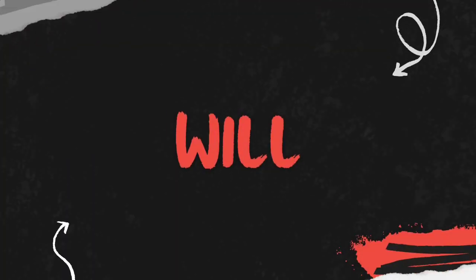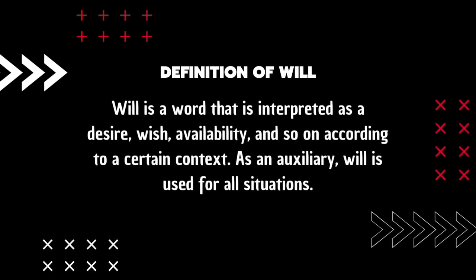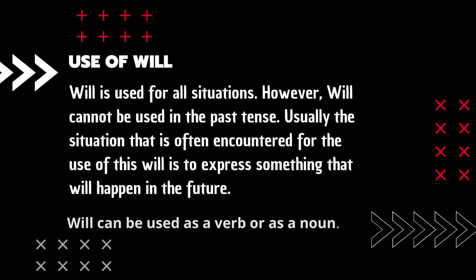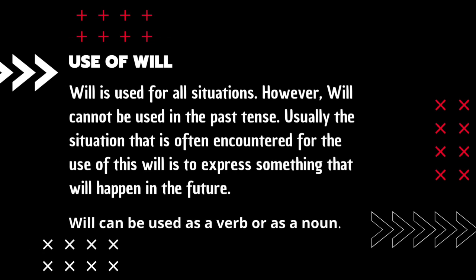Will. Definition of will. Will is a word that is interpreted as a desire, wish, ability, and so on according to a certain context. As an auxiliary, will is used for all situations. Use of will. Will is used for all situations. However, will cannot be used in the past tense.